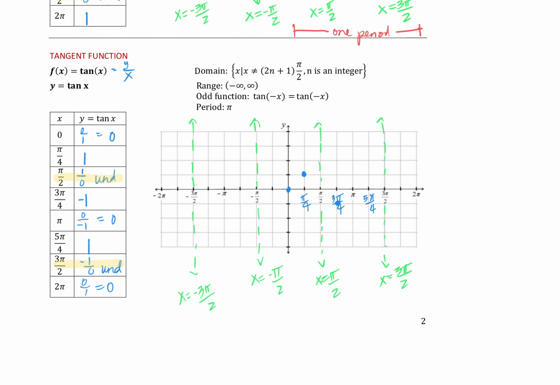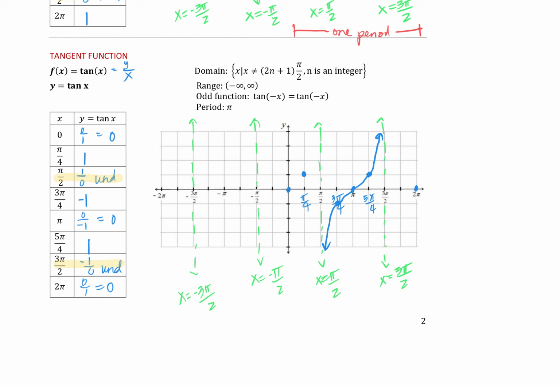At pi, we're at 0. At 5 pi over 4, we're at 1. And I have a 3 pi over 2 asymptote, and at 2 pi, we're back at 0. All right, so I could try to find extra points. Notice that from pi over 2 to 3 pi over 2, if I connect these dots, and remember that my function has to follow the asymptote, I would get something that looks like this.